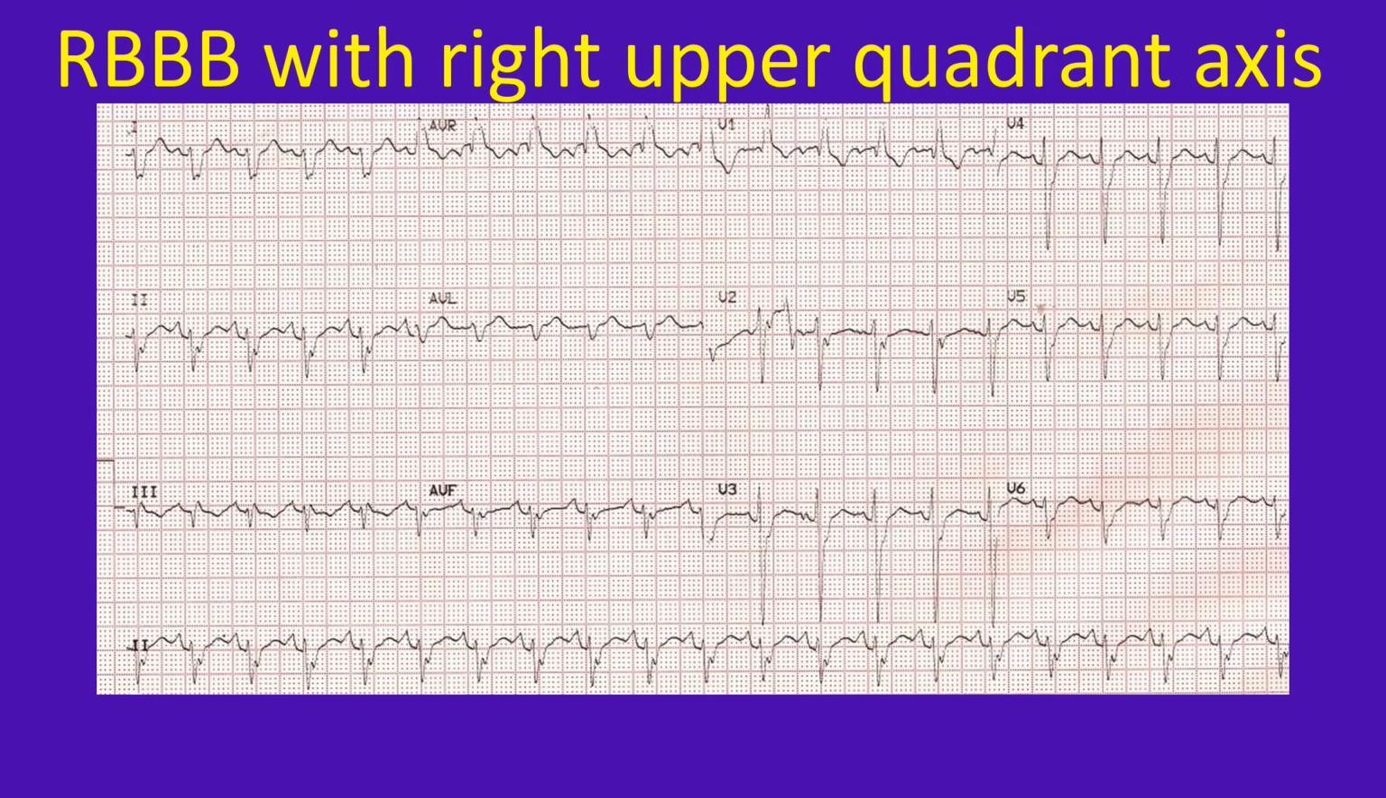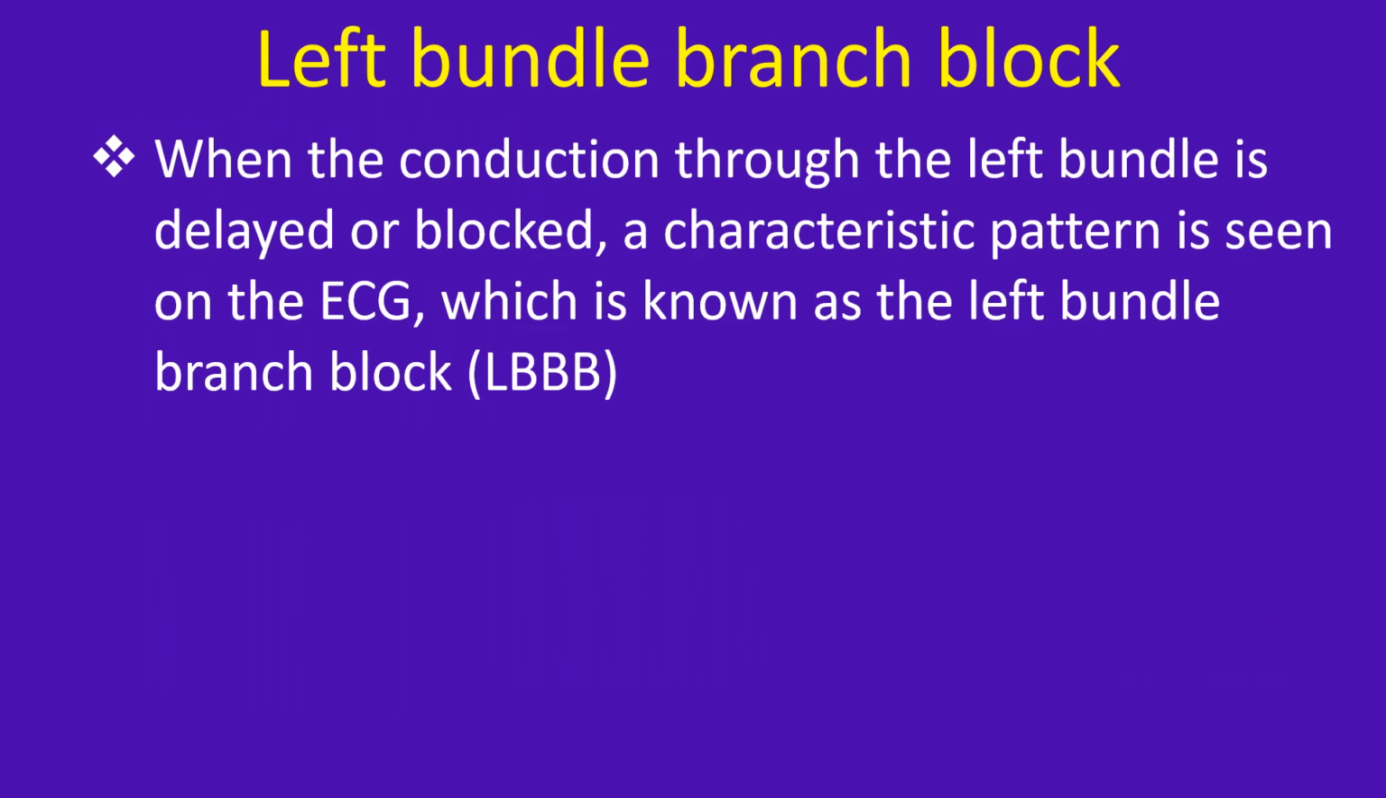QRS pattern in chest leads shows a clockwise rotation with S waves persisting up to V6. The slurred R prime in V1 and slurred S in lateral leads suggest delayed activation of the right ventricular myocardium, which proceeds by conduction through the myocardium rather than through the specialized conduction system of the heart. When the conduction through the left bundle is delayed or blocked, a characteristic pattern is seen on the ECG, which is known as left bundle branch block.